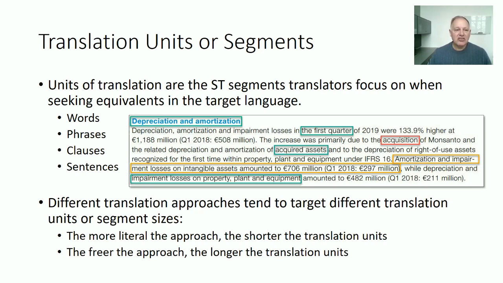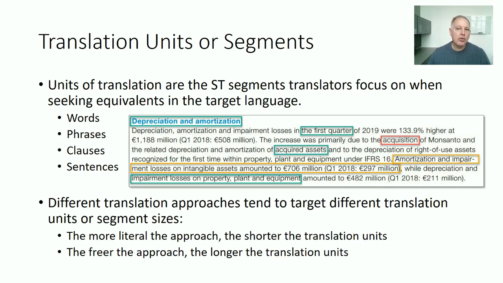So translation units can be individual words. Look at the red box here, the word acquisition. This particular source text on this slide is a corporate quarterly earnings report. I used to translate a lot of these, so I'm familiar with them. So it can be an individual word, and they often are. The translation units or segments are often very short, individual words. Or they might be phrases that go together, like depreciation and amortization. That's a phrase. Its equivalent is an equivalent phrase. Or the first quarter, acquired assets. A longer one like impairment losses on property, plant, and equipment.